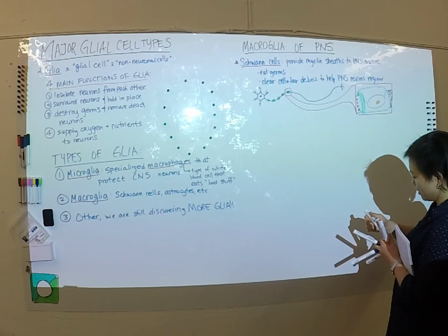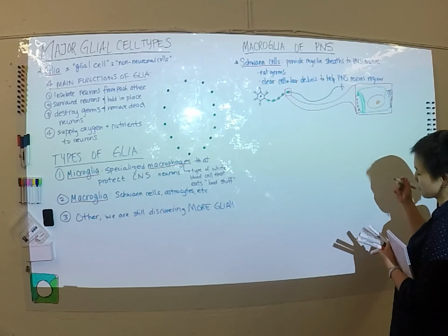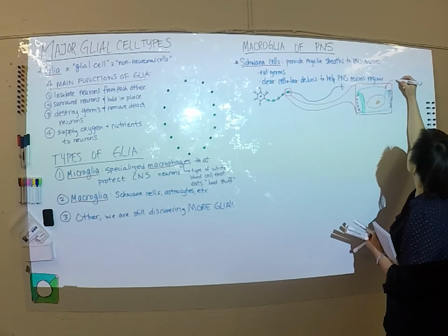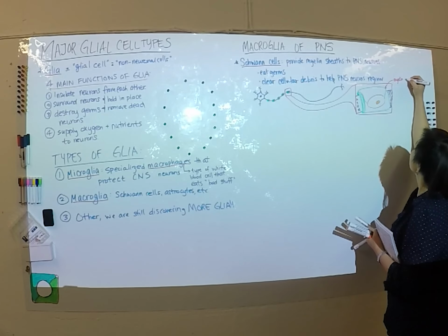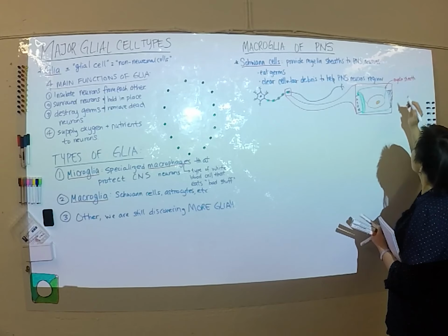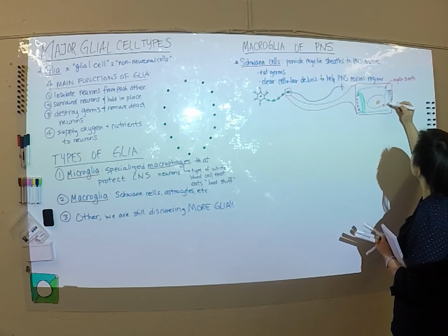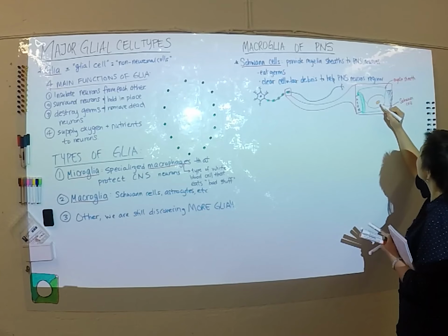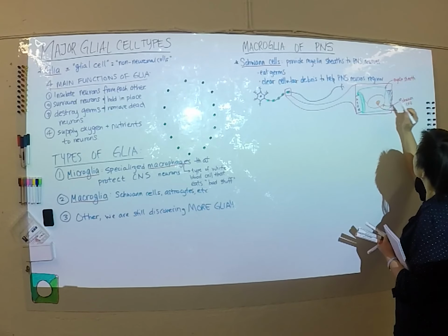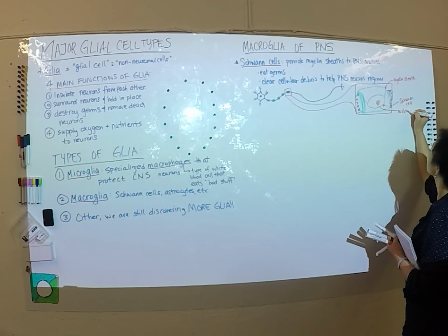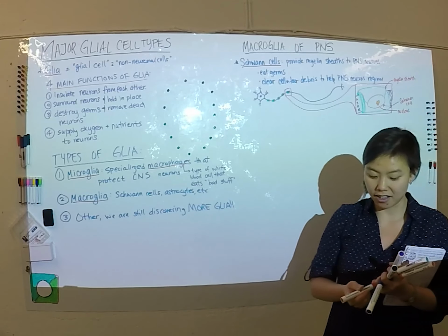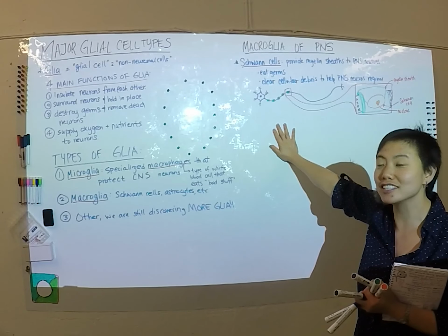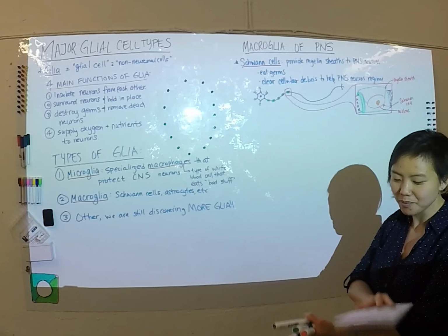Lovely. Okay, so let's label this guy. So we have the axon, we have the myelin sheath, and here we have the Schwann cell. And this is the nucleus of the Schwann cell. All right, so here's our first macroglia of the peripheral nervous system, our Schwann cell.